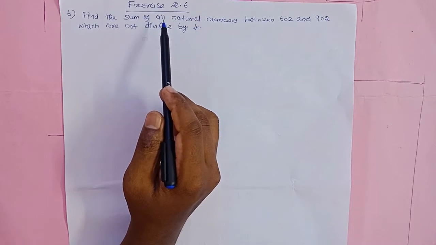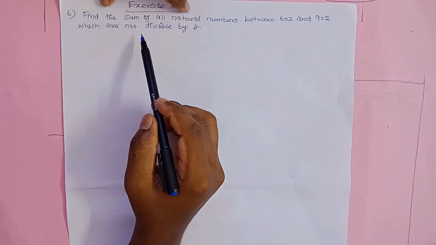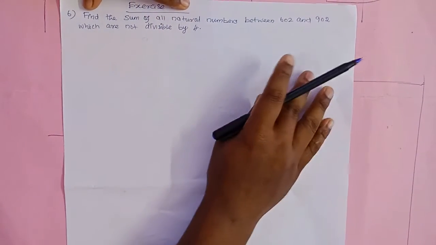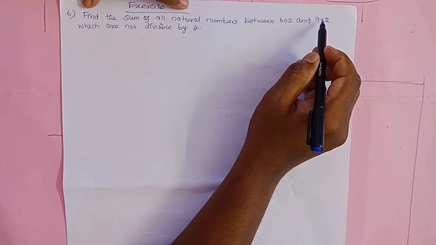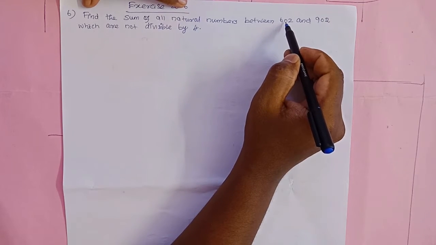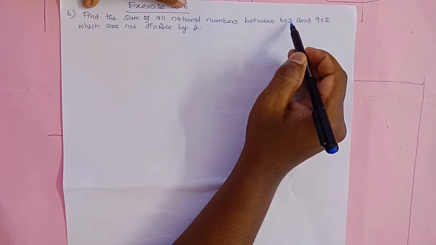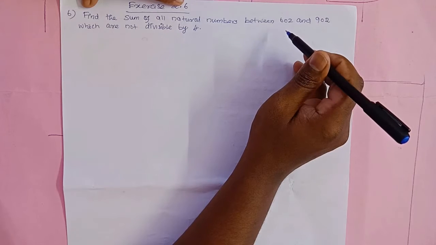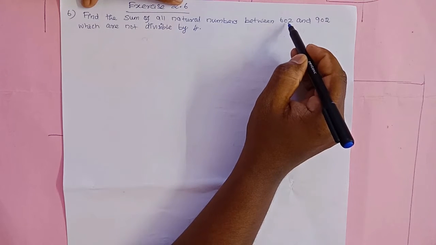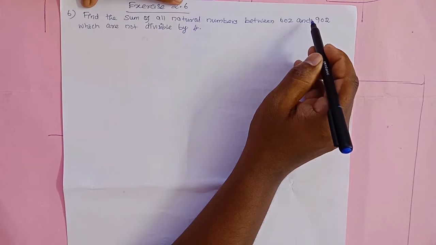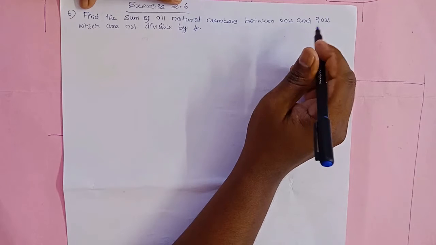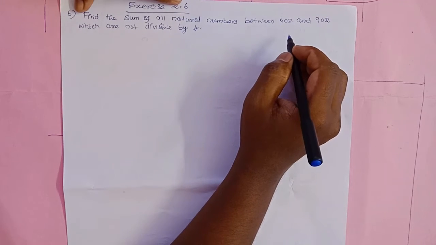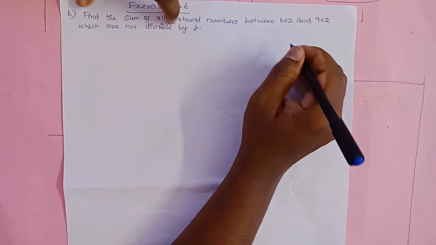So, not divisible now. First number: 603, since between means we have to exclude the end values. 602 and 902 will not be in the sequence. 603 is the first number. 604 will not be there. 605 will be there. 606, like that it goes. So some numbers will be in the sequence, and in between some numbers will be excluded. A value will have gone missing in between. So we cannot add by using the formula directly.